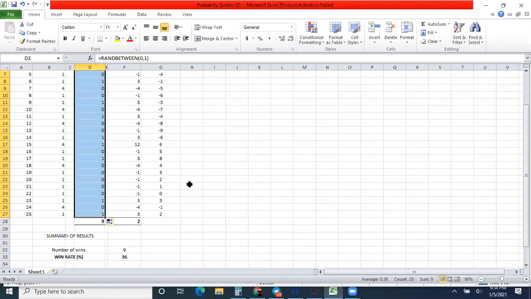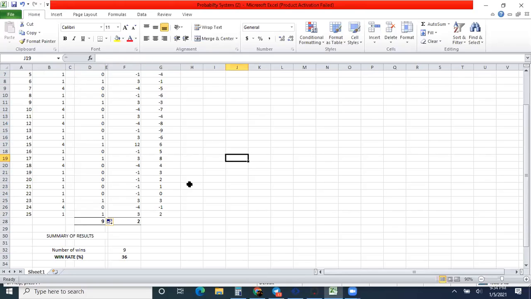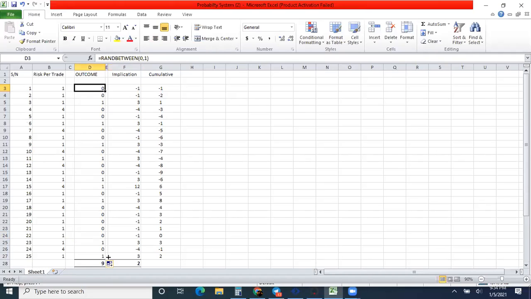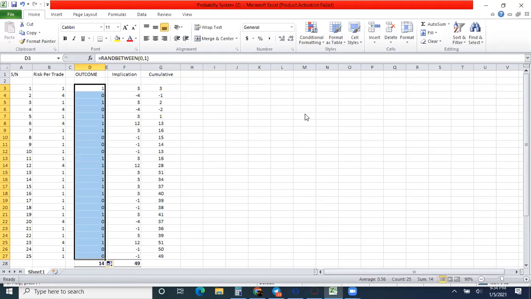And at the end of the day, it was still a 2% growth, still a 2% growth with a 36% winning rate, after 25 trades. So guys, please, that's how we roll.